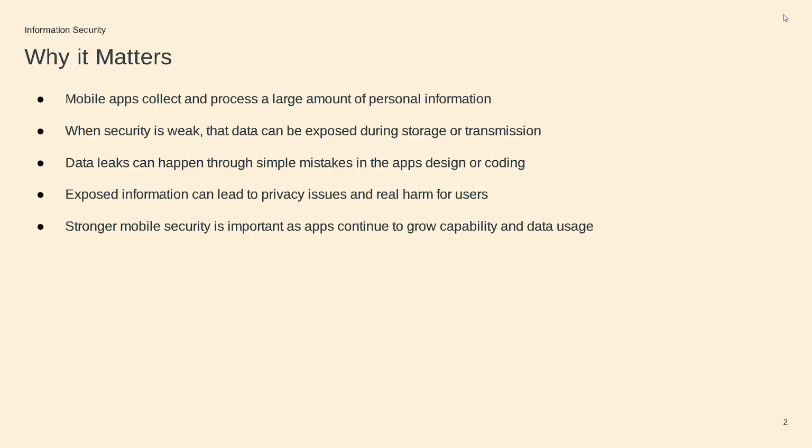Mobile apps handle a lot of our personal information, things like location, messages, and login details, and different data we give the apps without even realizing it. When security behind the app is weak, the information can end up exposed while it's being stored or sent across the network. A lot of these come from simple mistakes in how the app is built, like poor coding or missing security checks. When that happens, users can lose their privacy and have their information used in ways they didn't expect. That's why mobile security matters, especially now that apps keep growing and collecting more data.